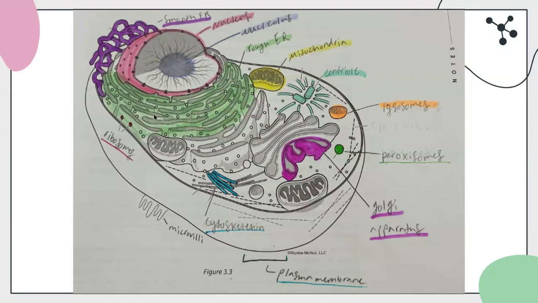On the outside exterior portion in green, you have your rough endoplasmic reticulum. And you know that this one is the rough ER because it has all of these tiny little dots over here. These tiny little dots are known as ribosomes and they help with protein synthesis. I labeled two of the ribosomes over here in red. These are your ribosomes.